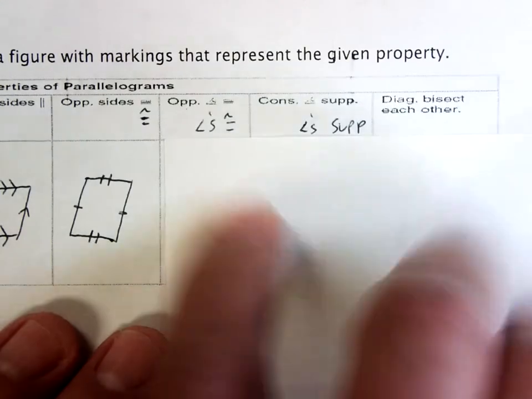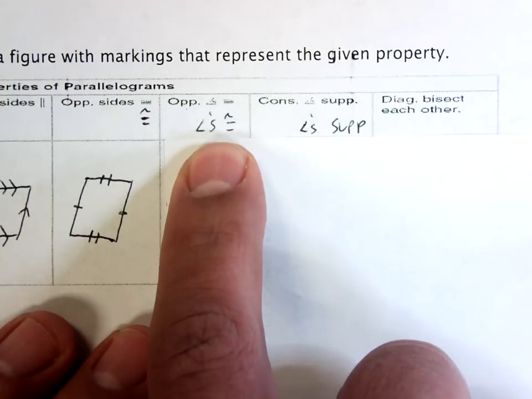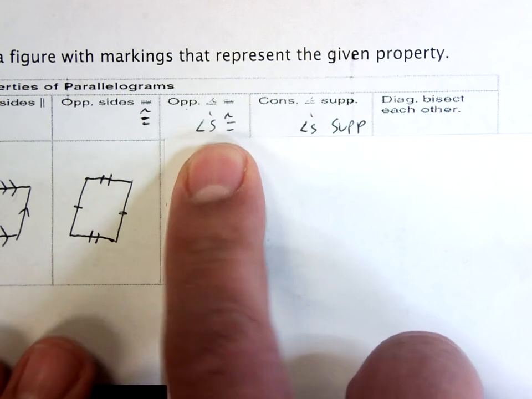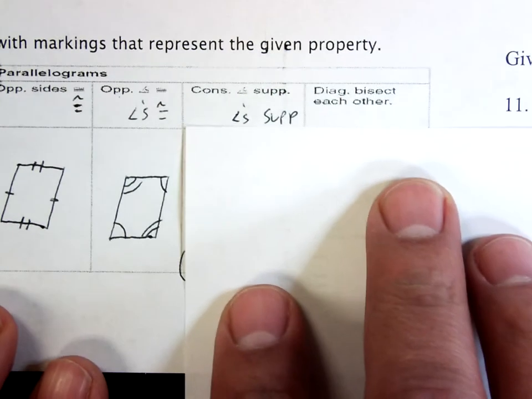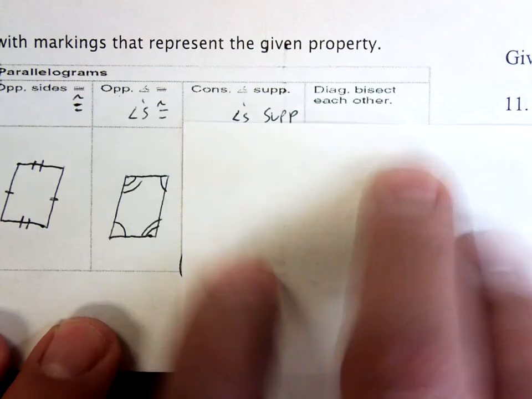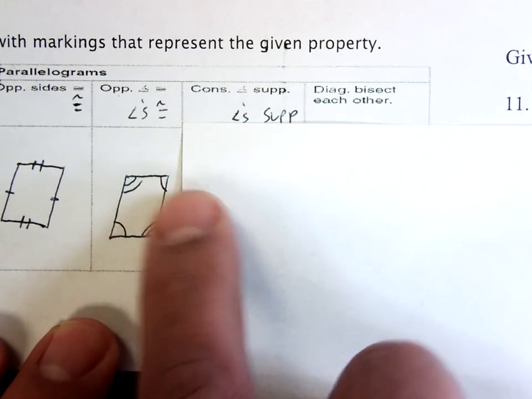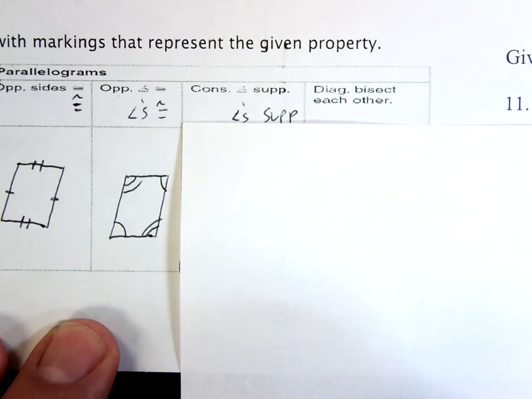Okay, and this one says opposite angles are congruent to each other. So again, how would I mark up my picture showing that the opposite angles are congruent to each other? I could just do something like this. Same parallelogram, two arcs, so these two angles are congruent. One arc, these two angles are congruent.